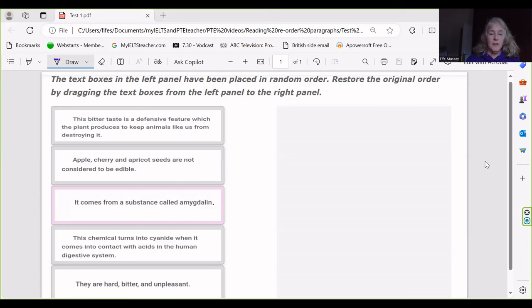So the first thing I said we had to do was to work out what the topic of the paragraph is about. And I do that by reading the first line of each sentence. So let me show you what that looks like. First sentence, this bitter taste is a defensive feature. Apple, cherry, and apricot seeds are not. It comes from a substance called amygdalin. This chemical turns into cyanide when they are hard, bitter, and unpleasant. So what I can understand about that is we're reading something about some fruit seeds and something to do with the bitter taste.